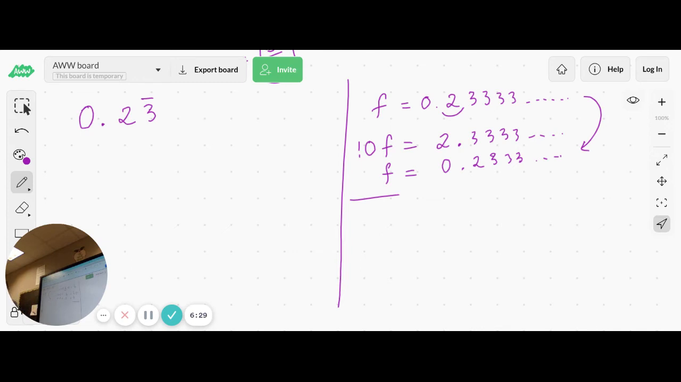10f minus 1f is 9f. Now let's see what we can cross out. I can cross out the 3s, and here 3 minus 2 is 1, so 2.1. And now let's divide by 9 on both sides. Let me change color.